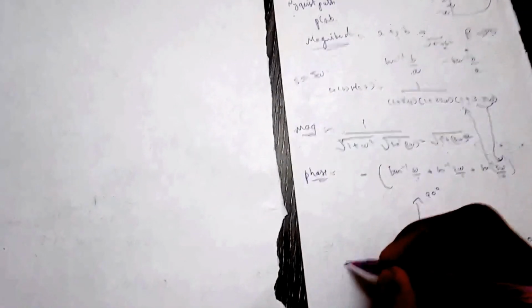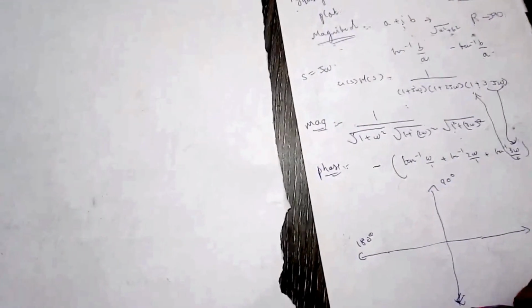Now we will be mapping this onto the G(s)H(s) plane. So for the mapping, we will be having this G(s)H(s) plane with 0 degrees angle, 90 degrees angle, 180 degrees angle and 270 degrees angle.